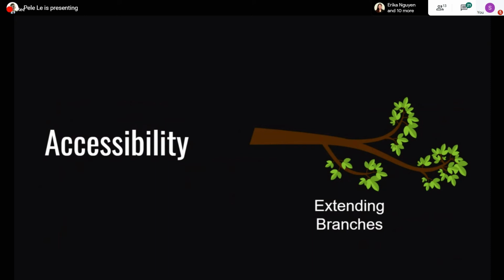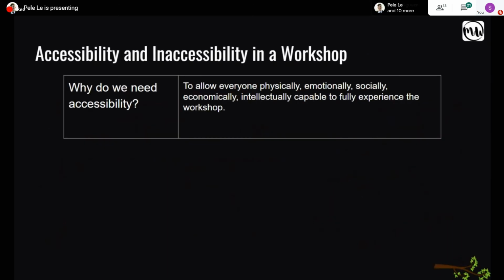Again, going back to the tree metaphor, we're now going to be extending our branches so that we can further enhance the engagement of our workshop and allow it to be seen and comprehended. And so why do we need accessibility?